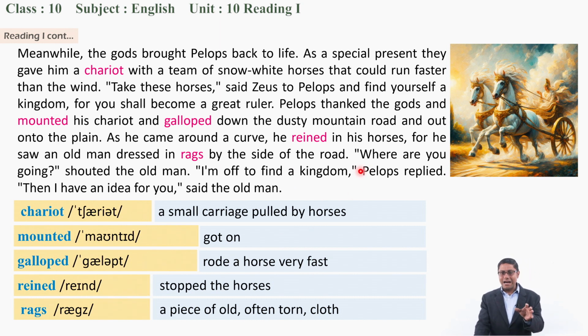Then the old man asked him, "Where are you going?" The old man shouted to Pelops, and Pelops replied, "I am off to find a kingdom," meaning I am on a journey to find a kingdom. "Then I have an idea for you," said the old man. So the old man had an idea. What idea can you guess? The idea to find the kingdom.